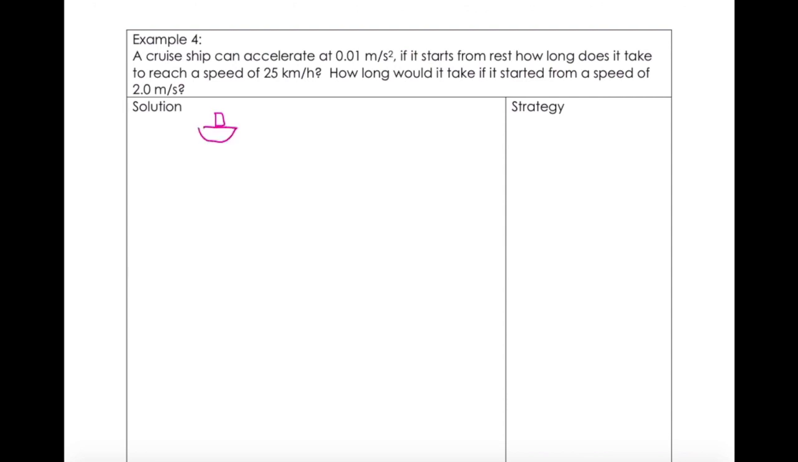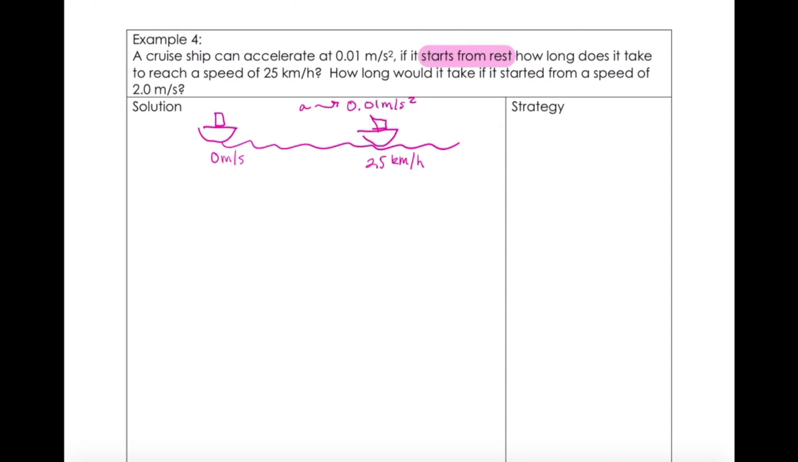So if we have a boat, okay, it's traveling along. Its acceleration for this part is 0.01 meters per second squared. Its final velocity is going to be 25 kilometers per hour. Okay, and we started from rest, which means that our initial velocity is 0 meters per second. Okay, and it wants to know how long.